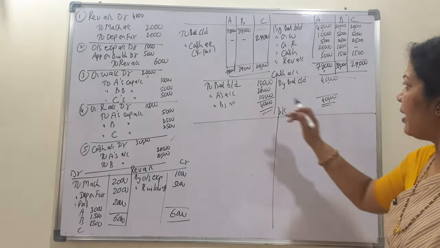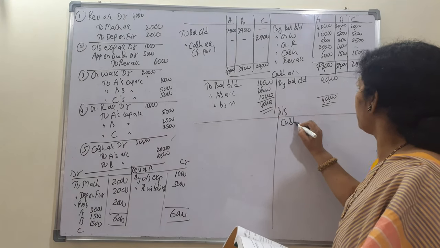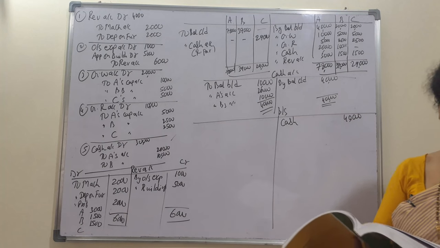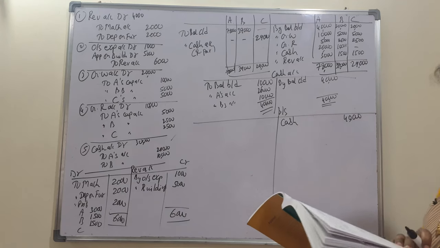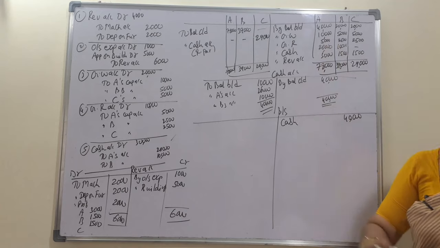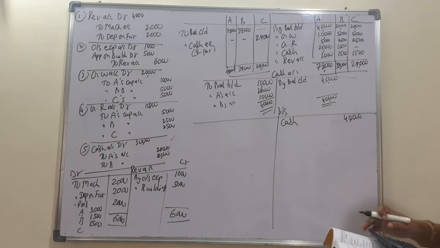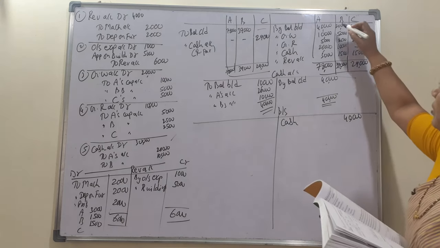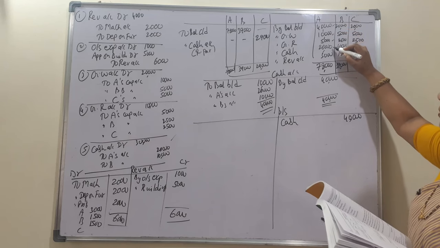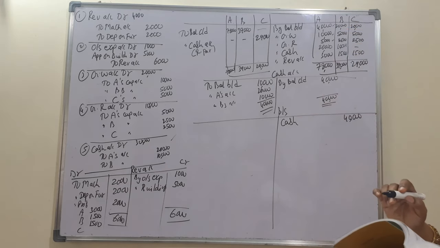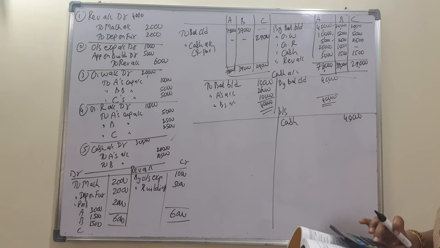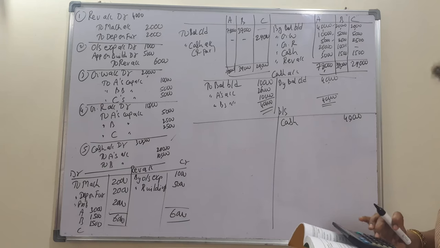Now we can open the balance sheet. First we'll start with the cash only. Cash is here 40,000. Then after that, if you see the capitals, 40,000, 10,000, 1,000, 5,000. So if you see the total, 40,000 plus 15,000 plus 20,000 plus 3,000.